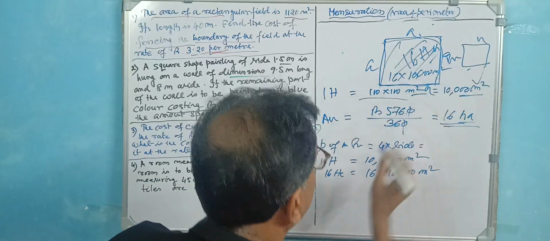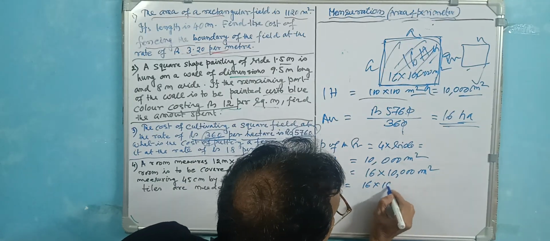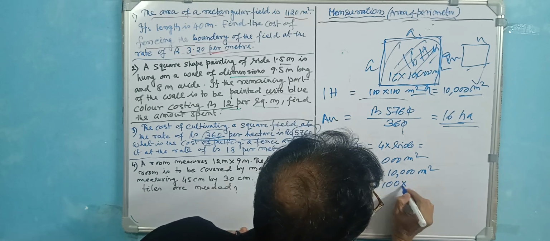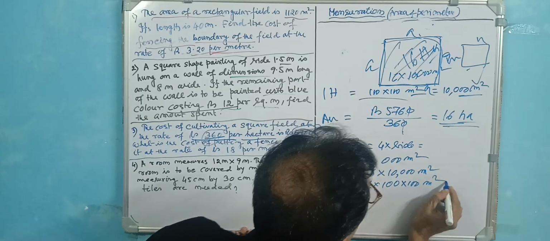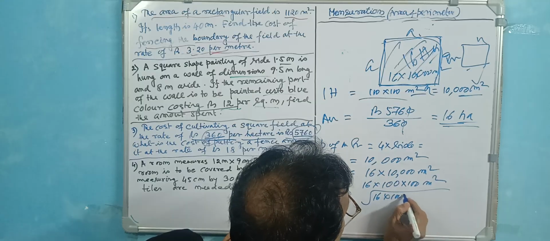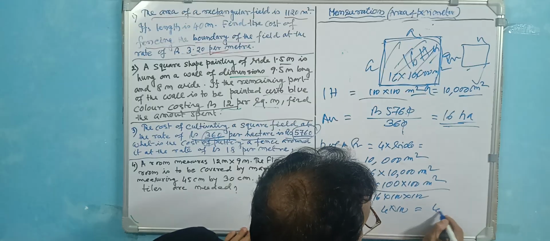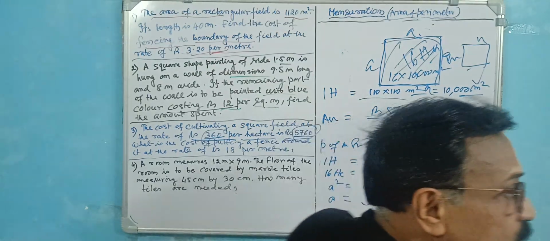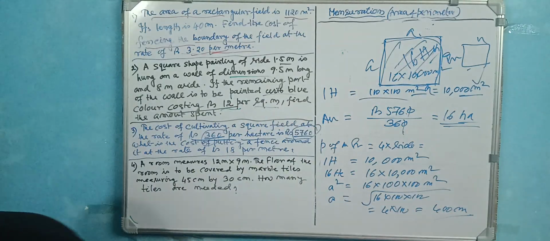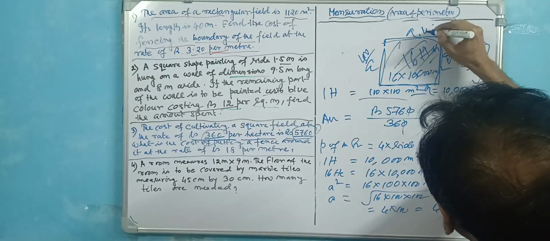So now, what is the side? A square is 16 into 100 into 100 meter square. So A is equal to root over 16 into 100 into 100. That means actually 4 into 100. So the side is 400 meter. Is it clear to you? That is very interesting, 400 meter. The side is 400, and this also is 400.